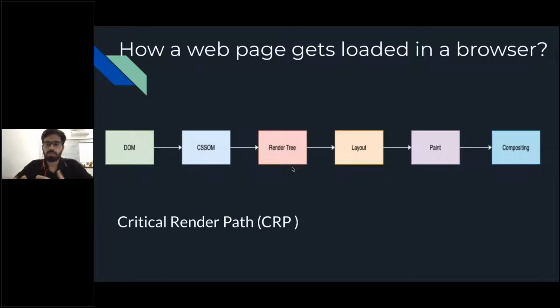After this, the compositing step happens. The layers which were generated are sent to the GPU, and the GPU starts painting them on the screen. So this is how a set of HTML and CSS gets displayed on the screen. This whole path from DOM creation to compositing is known as the critical render path. There are different steps involved in it, and the major steps we discussed were layout, paint, and compositing. You can read more about it on the internet. We won't go deep into this because that's not the scope of our workshop, but this will be important to us.